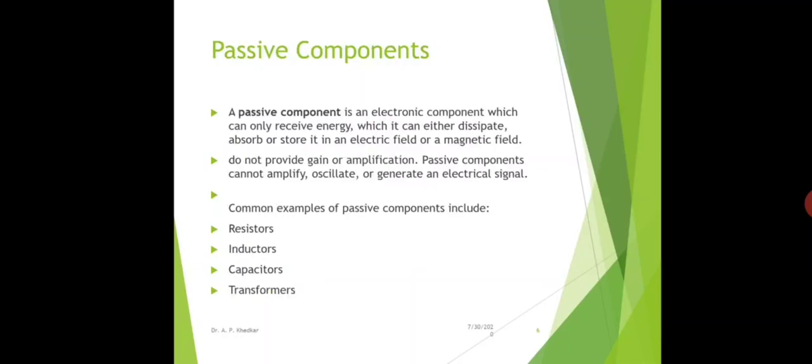Now let us study what is the meaning of passive component. A passive component is an electronic component which can only receive energy. And whatever energy is received, it can be either dissipated, absorbed or stored in some form. So a passive component is not capable of providing gain or amplification. And that's why the typical examples of passive components are resistor, capacitor, inductor and transformer.